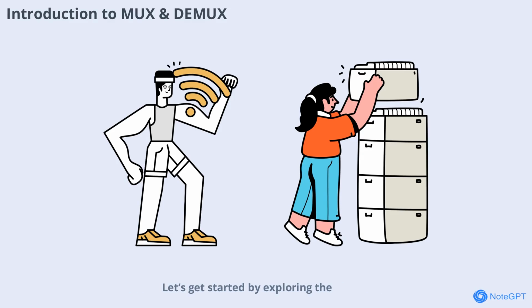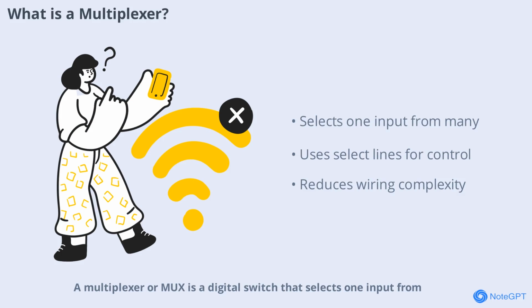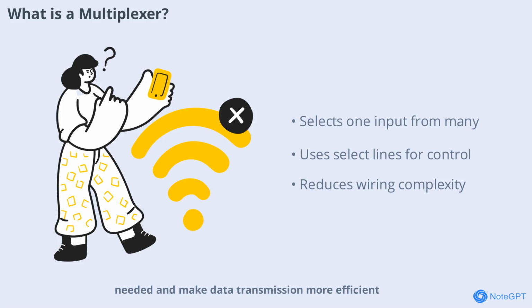Let's get started by exploring the basic concepts behind multiplexing and demultiplexing. A multiplexer, or MUX, is a digital switch that selects one input from several and forwards it to a single output line. Imagine you have multiple data sources but only one communication channel. The MUX helps you choose which data source gets to use the channel at any given time. This selection is controlled by special input signals called select lines. Multiplexers are widely used in communication systems, data routing, and even in everyday electronics like your smartphone. They help reduce the number of wires needed and make data transmission more efficient.